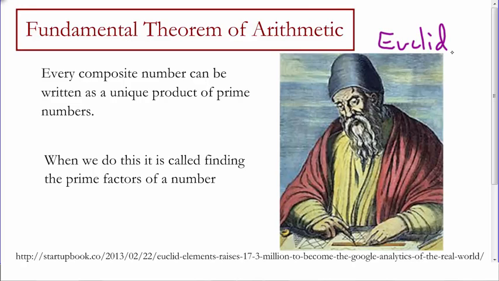It states that every composite number, so that's a number with more than two factors, can be written as a unique product of prime numbers. And remember, when we say product, that means we are multiplying numbers together. When we do this, it's called finding the prime factors of a number, which we're going to see right now.